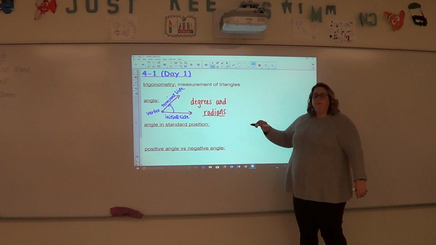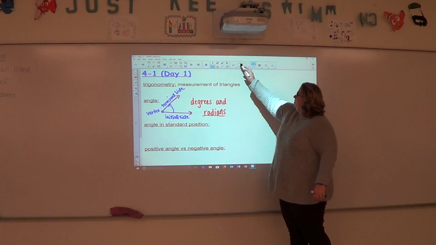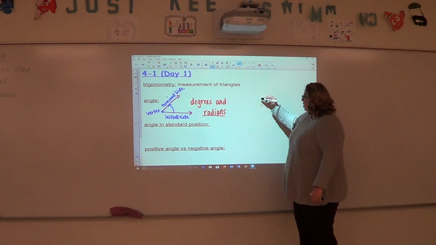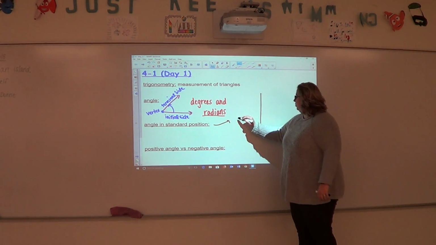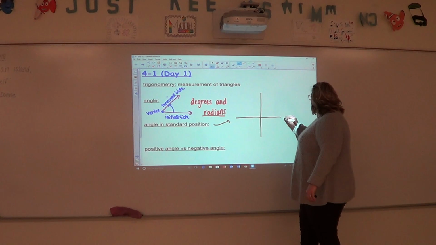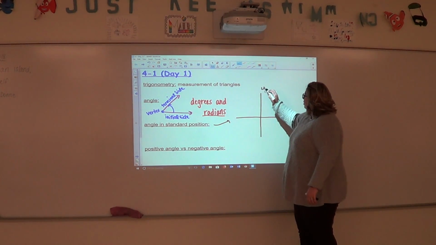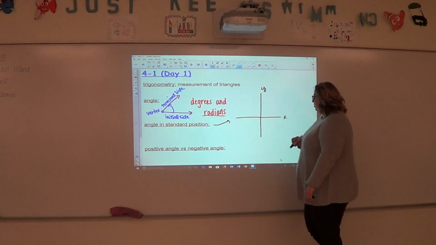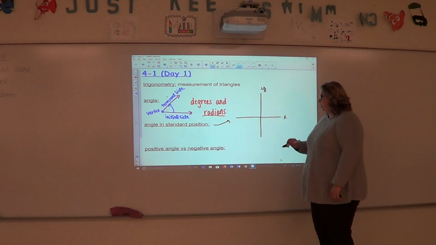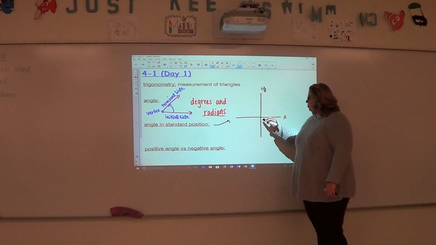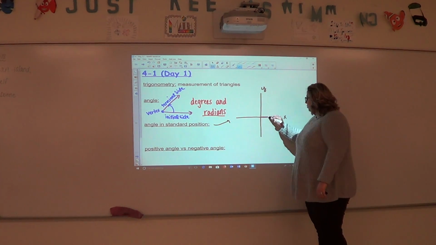Alright, this is going to be something that's big for pretty much this whole semester: angles in standard position. So what am I drawing? A coordinate plane. An angle in standard position is always going to start right here. This will be the initial side.